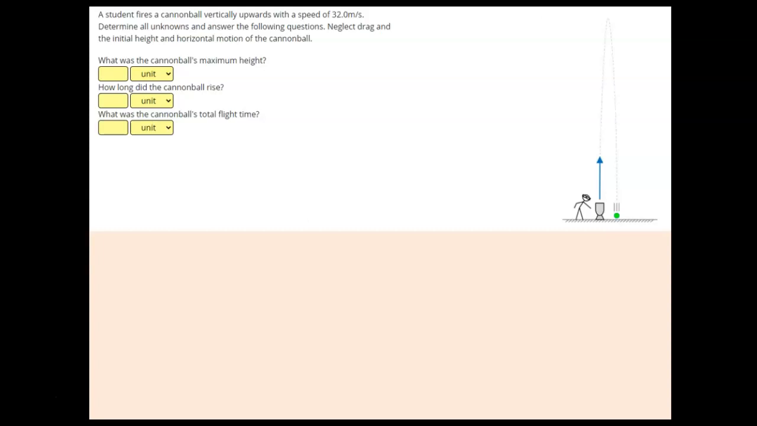A student fires a cannonball vertically upward with a speed of 32 meters per second. Okay, so our initial velocity is positive 32 meters per second. We're considering up to be positive. Okay, up is positive. Down is negative. Determine all unknowns and answer the following questions. Neglect drag, that just means neglect air resistance, or it lets us assume it's perfectly projectile motion, or free fall rather. Neglect initial height, neglect horizontal motion of the cannonball. So we're assuming the cannonball really goes straight up and straight down.